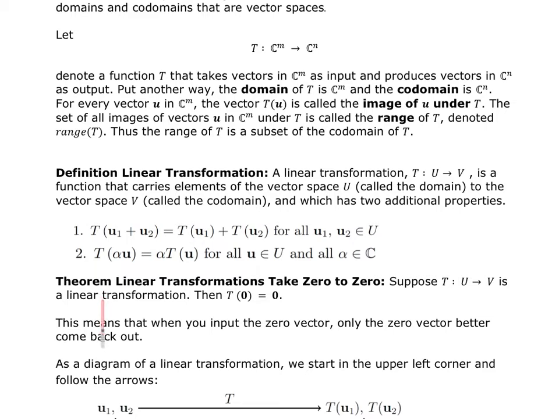One of the things that has to happen for a linear transformation is that we take 0 to 0. So suppose we have this linear transformation. Then when I put 0 in as my vector, the transformation is going to produce 0 out. So this is going to be important later. This means when you put in the zero vector, the zero vector had better come out. So it's something to think about when we get further into it.